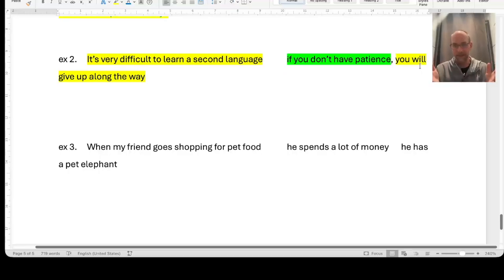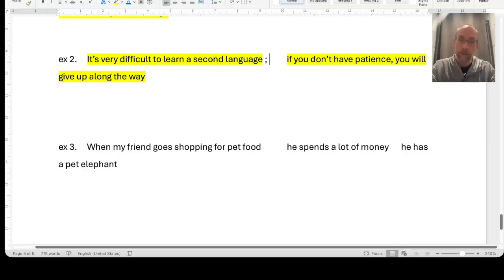Now, again, let's make that same jump. I think that is a complete thing by itself. If you don't have patience, you will give up along the way. That could be a sentence by itself, right? So again, let's treat that whole thing as something that is independent. And then now we just have to join two independent things. Maybe we want to do just a semicolon. I think that's a cause and effect. It's very difficult. Therefore, if you don't have patience, you will give up along the way. I think so. We could do a semicolon there.